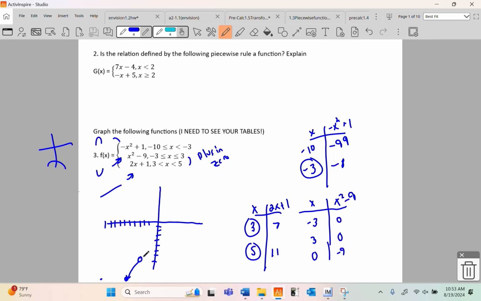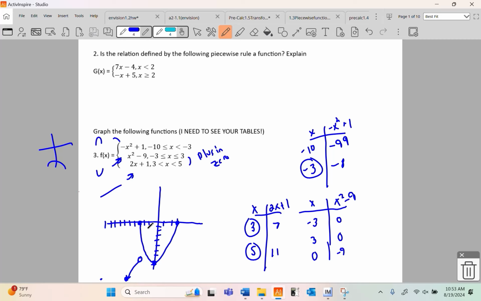All right, x squared minus 9. When I plugged in a negative 3, I got a 0 back, and I have equality, so solid dot. When I plugged in a positive 3, I got equality back, solid dot. And 0 lies between these numbers, and I got a negative 9, so it's also going to be a solid dot. It exists. Very poor curvature on my part, but it looks something like that.